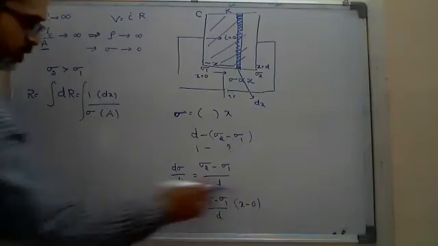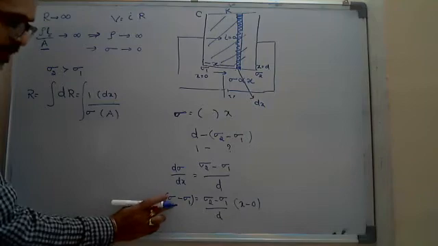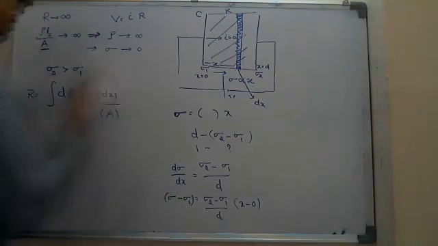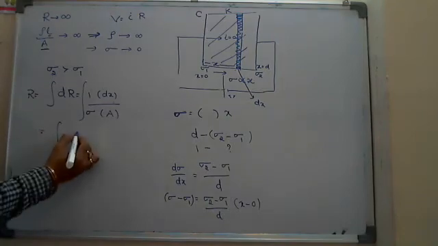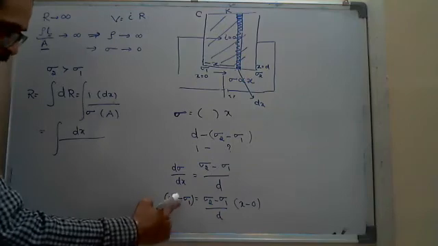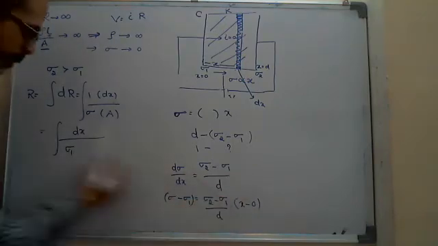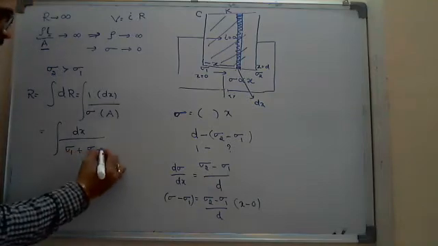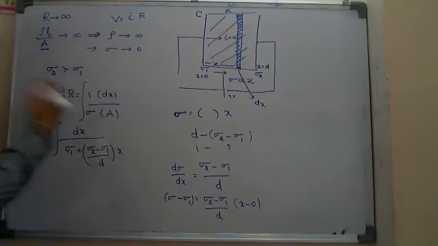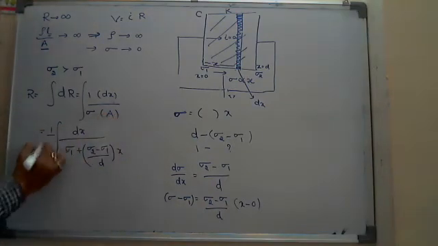At 0, sigma is sigma 1. At x, the sigma is sigma. That sigma only I want here to substitute. So I think you got some idea here. dx by sigma is, I am going to write by taking this one to the other hand, that is sigma 1 plus (sigma 2 minus sigma 1) by d into x. Of course, the denominator area is there, that I take it out.